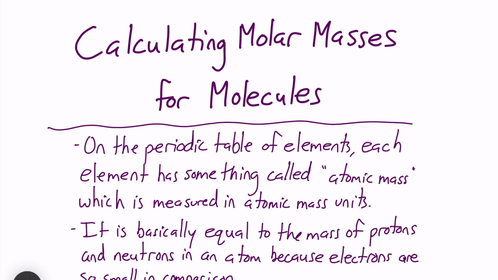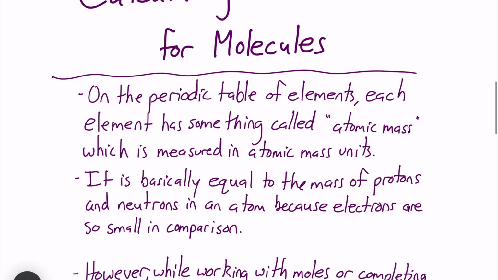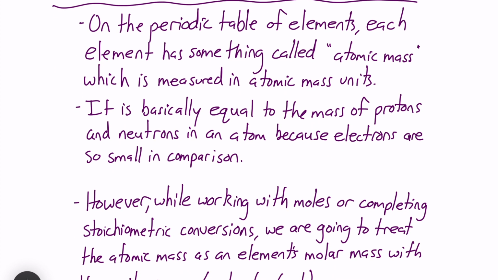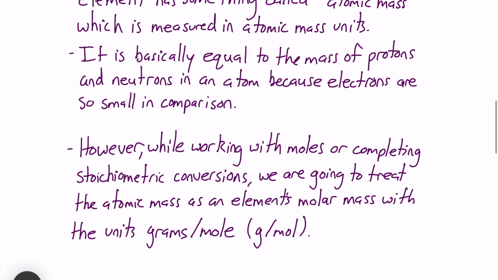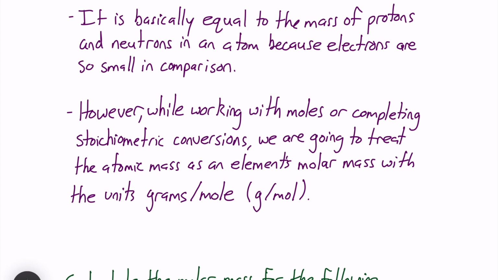So it says on the periodic table of elements, each element has something called an atomic mass, which is measured in atomic mass units or AMUs. It's basically equal to the mass of protons and neutrons in an atom because electrons are so small in comparison. However, if you are working with moles or completing stoichiometric conversions, we have to treat the atomic mass as an element's molar mass with the units of grams per mole.